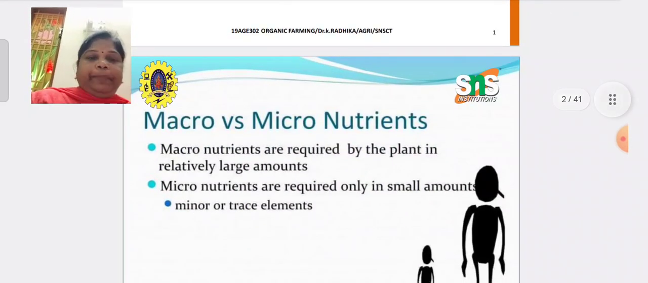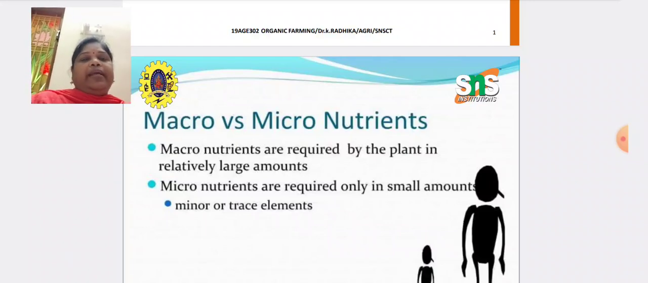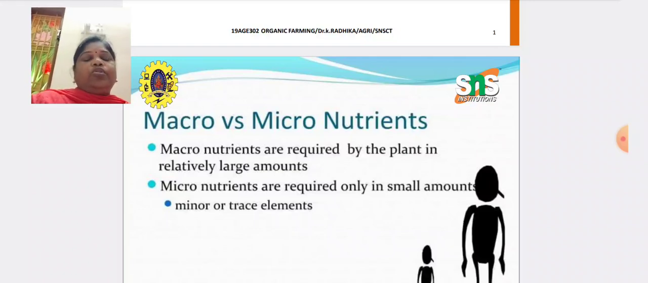We will separate the nutrients into two types. The first one is macronutrients, the second one is micronutrients. Macronutrients are nutrients required by the plants in relatively large amounts. The requirement for these nutrients is very high. Micronutrients are required only in small amounts, that means minor or trace elements.